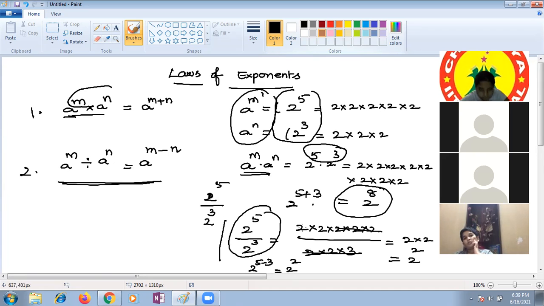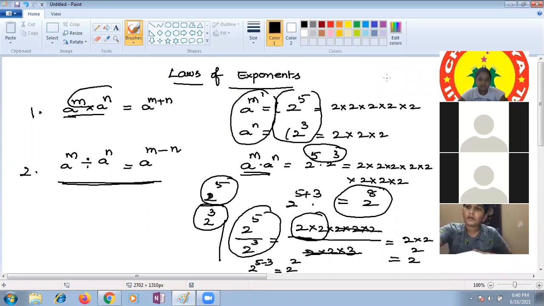So if you are doing this, 2 power 5 means you are multiplying 2 five times. In the denominator, you are multiplying 2 three times. So 5 times and 3 times, the 3 common ones you are going to cancel. Your leftover part is 2 multiplied with 2, which we can write as 2 square. That means you are subtracting the exponents. Any doubts, Srishti?